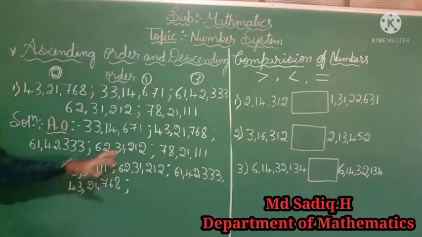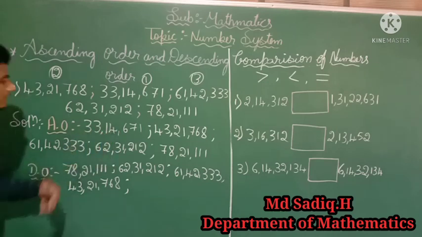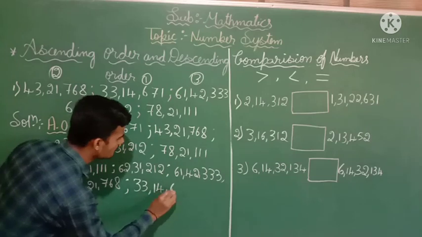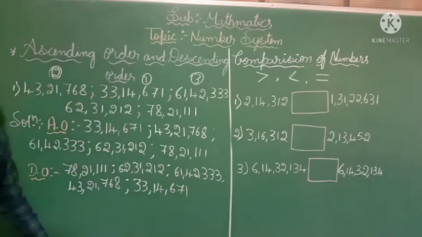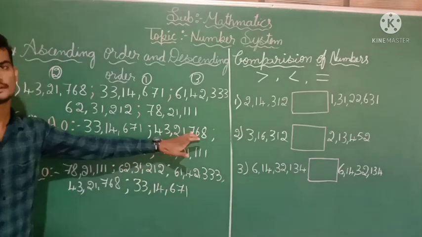21,768. Next, what will you write? The last number you have to write is 33 lakh 14,671. This is the reverse process of ascending order.